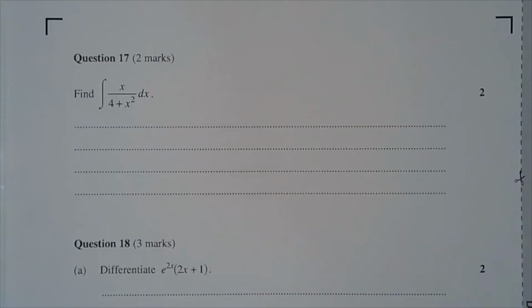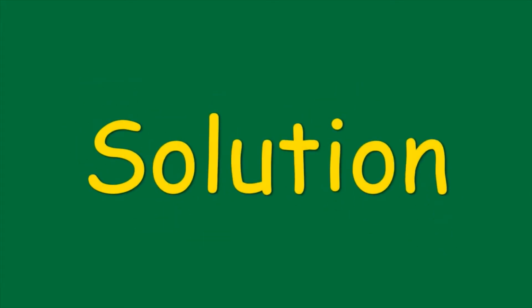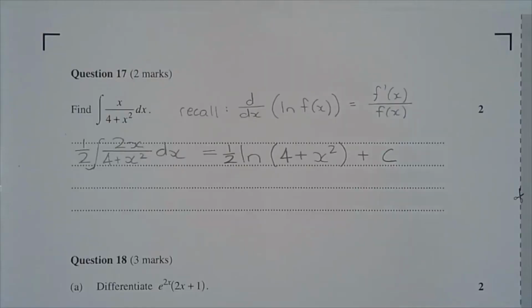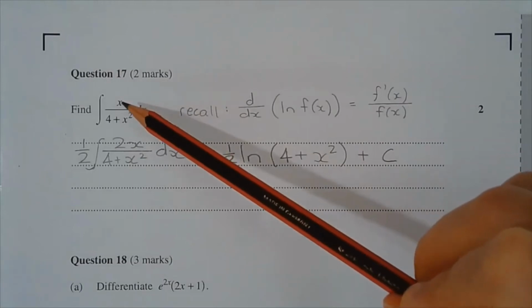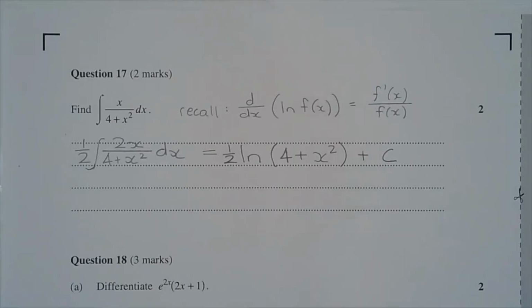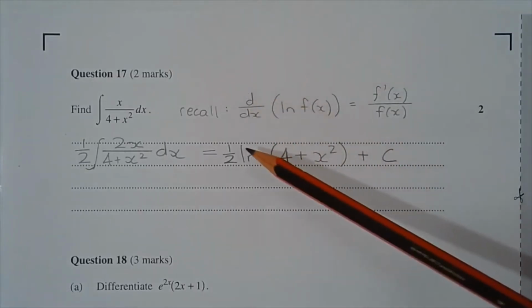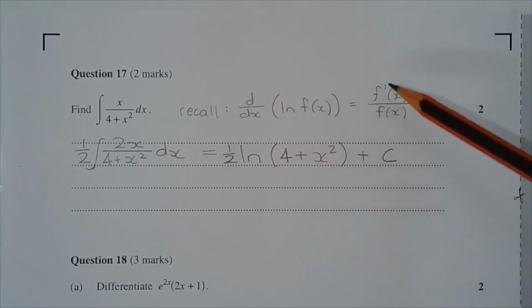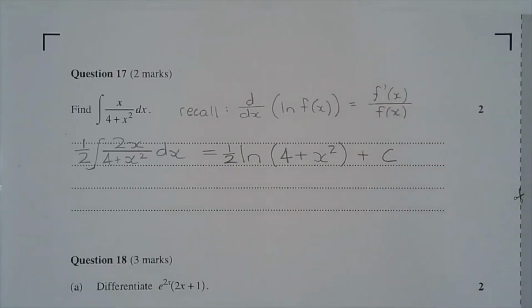Question 17. Find the indefinite integral of x over 4 plus x squared dx. The expression to be integrated is a fraction where the numerator and the denominator involve functions of x. Now, if the numerator is equal to the first derivative with respect to x of the denominator, then the integral is the natural logarithm of the denominator, so ln of 4 plus x squared in this case. Recall that the first derivative with respect to x of ln of f of x is equal to f dash of x over f of x, using the chain rule.